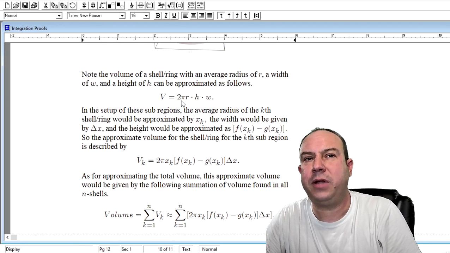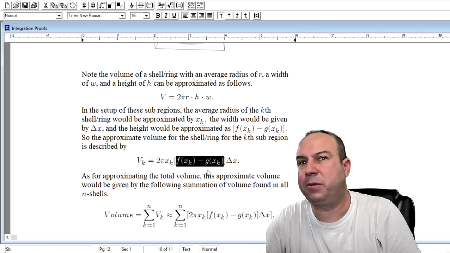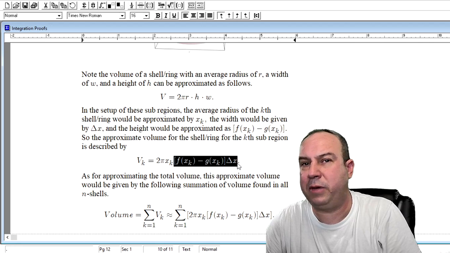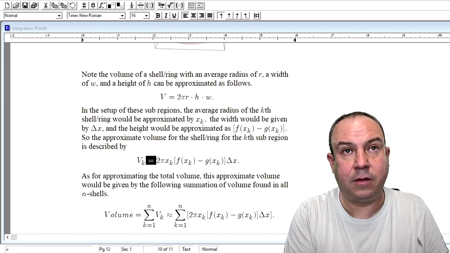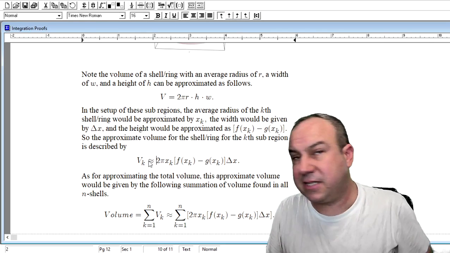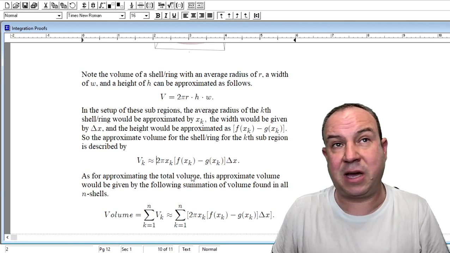Right? So if we plug in those values, r becoming x sub k, that average radius, that height being f of x sub k minus g of x sub k, and that width being delta x, this would become, let's be careful here, that would be an approximate for the volume seen in the kth subregion. It's not the exact. That would become an approximate.